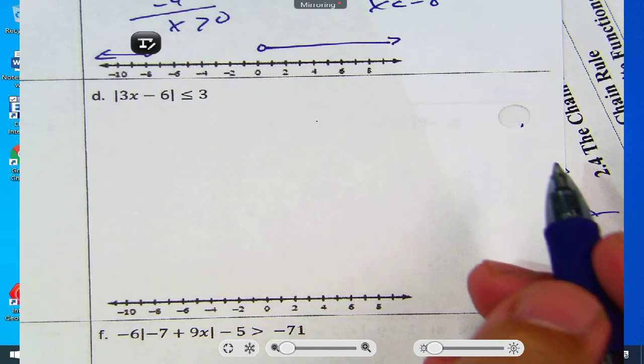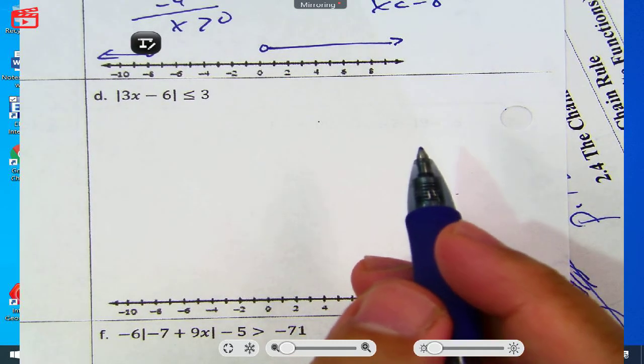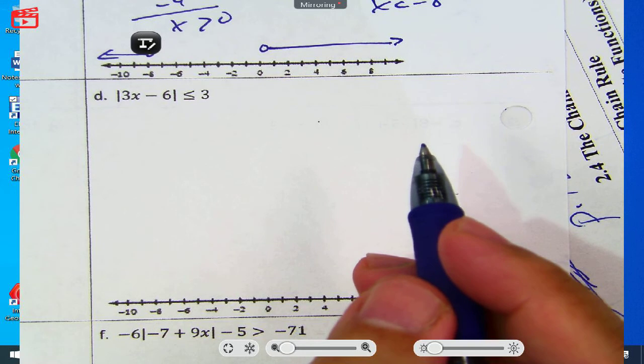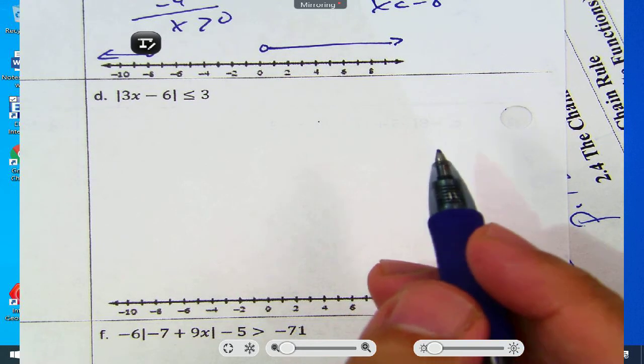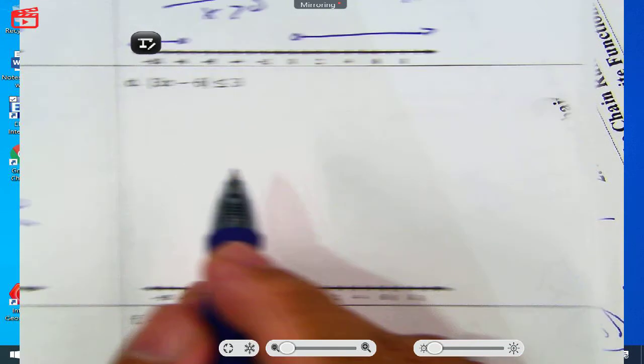Greater than 0 is kind of weird. That means it can't equal 0. I guess that really doesn't matter. Alright, let's go to D. That's why we didn't bother, because it doesn't really matter.